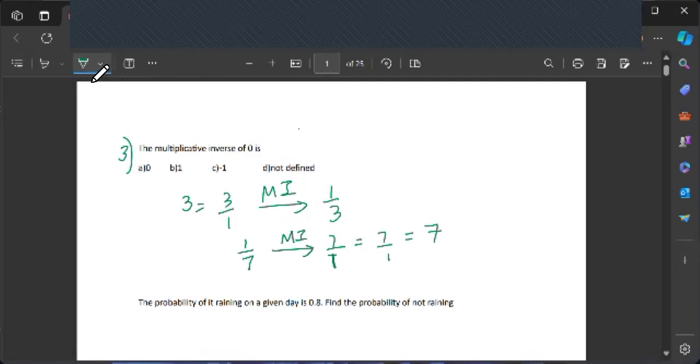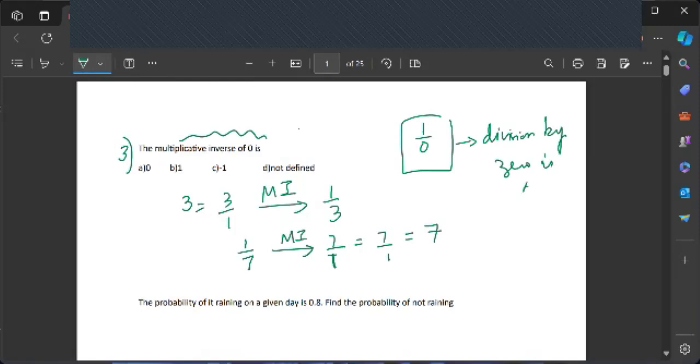But what about 0? My question is the multiplicative inverse of 0. For 0, there is no multiplicative inverse. It's 1 upon 0 I'm talking about, and we know that division by 0 is not defined in the world of maths. So if you give any of the options, it is incorrect. Option 0 is incorrect, 1 is incorrect, -1 is incorrect. The correct option is not defined.